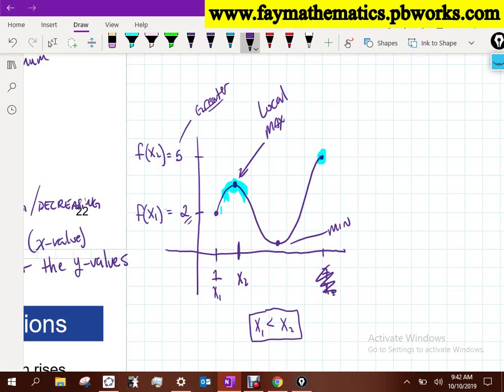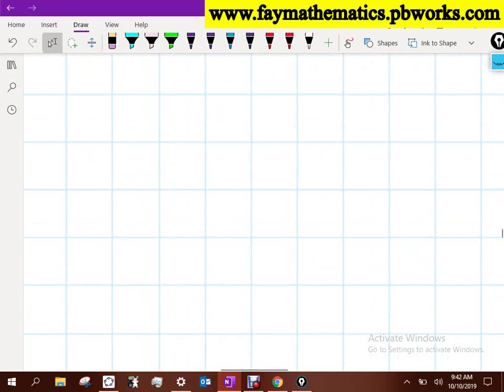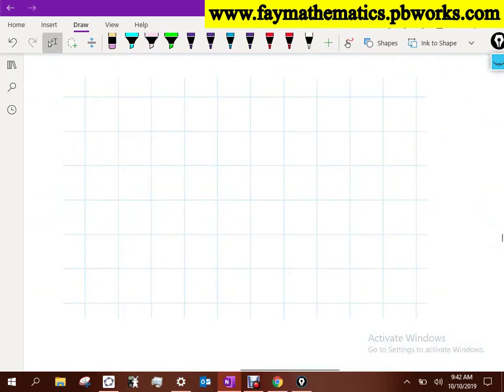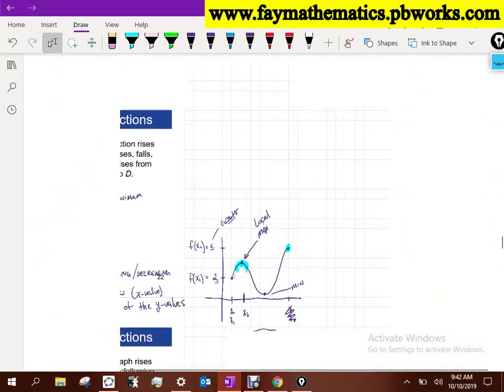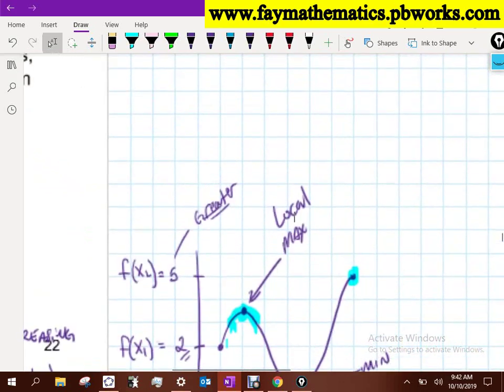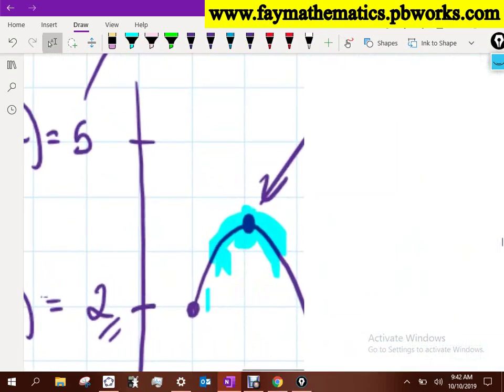Does that make sense? Okay, if we were to zoom in on just that part, and the zoom function on this doesn't work all that great, and go slow.